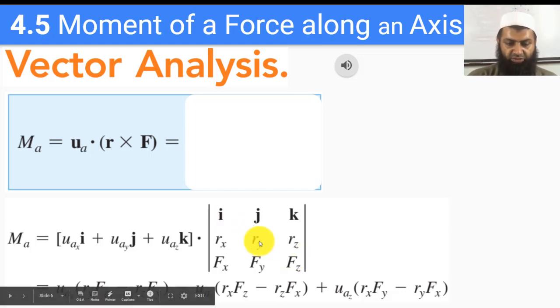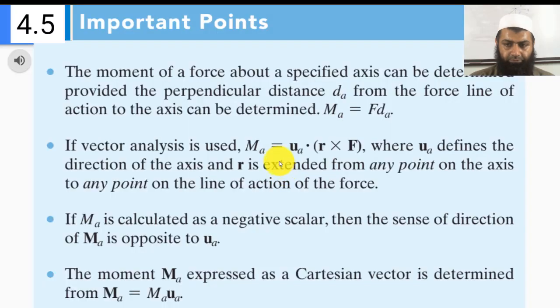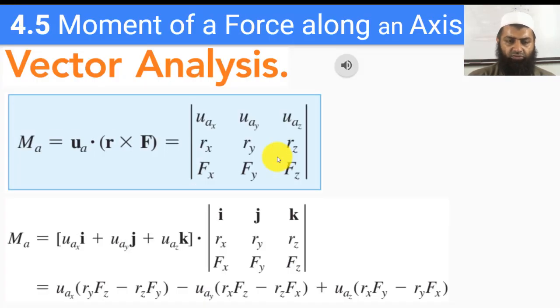But when we do this dot product, there is an easier form to write it down. This whole thing can be considered as one determinant of a matrix, and the first row of that matrix is just the elements of this vector UA: UAX, UAY, UAZ. The second row in this matrix is Rx, Ry, Rz, and the third row is Fx, Fy, Fz. So this is how we would find the moment of the force about an axis using vector analysis.